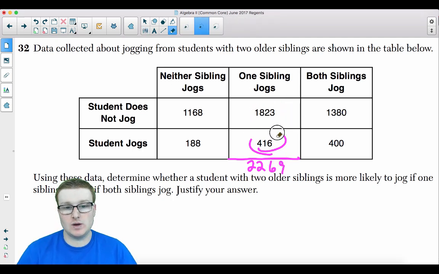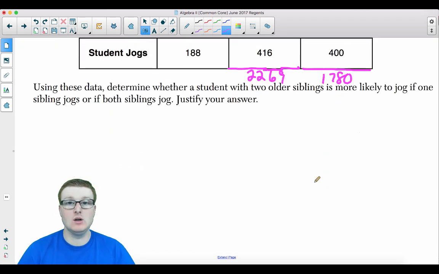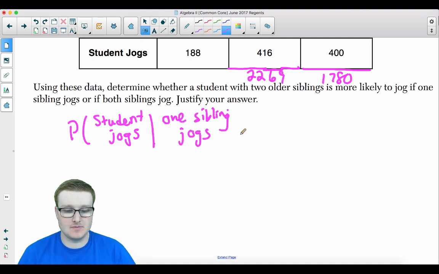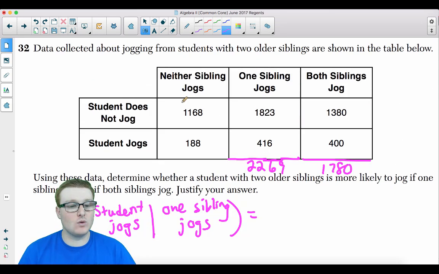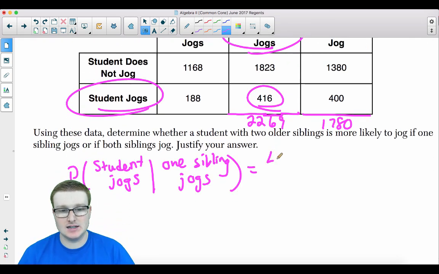2269. Just so I know, because the instructions say one sibling or both siblings, we eventually need these totals. And this total over here is 1780. So let's go ahead and solve this. Here we go. The probability that the student jogs, given that one sibling jogs, is equal to what? If the student jogs, right here, given that one sibling jogs, that is 416 out of 2239, okay?